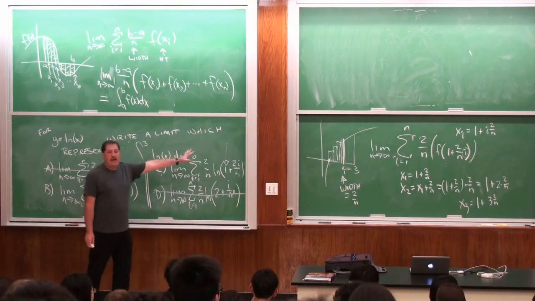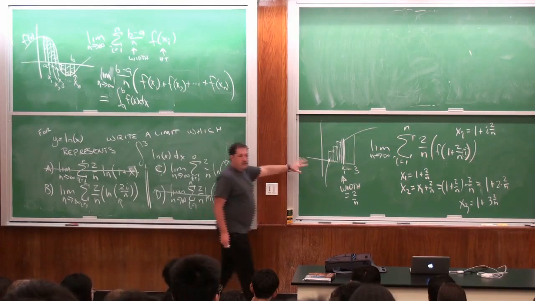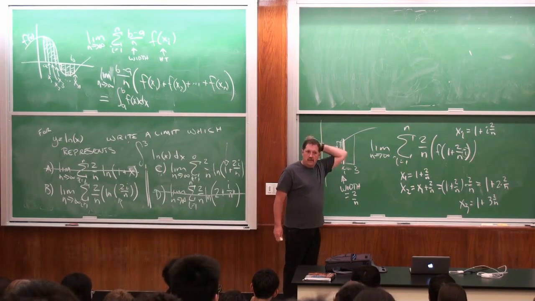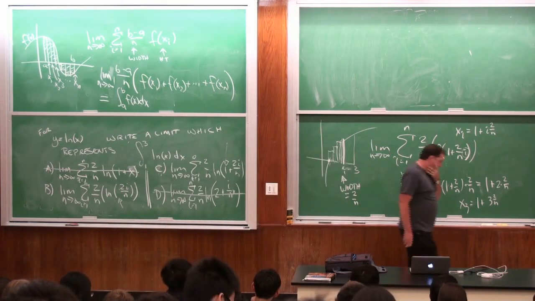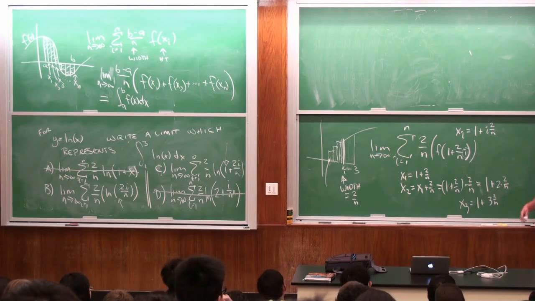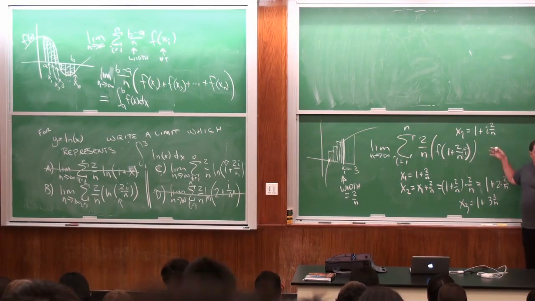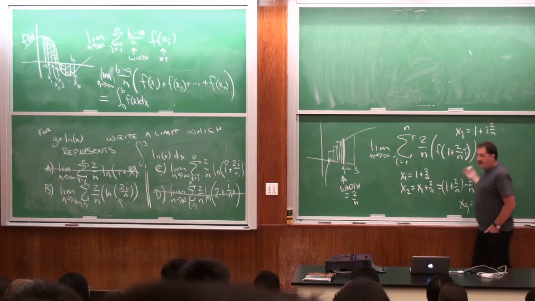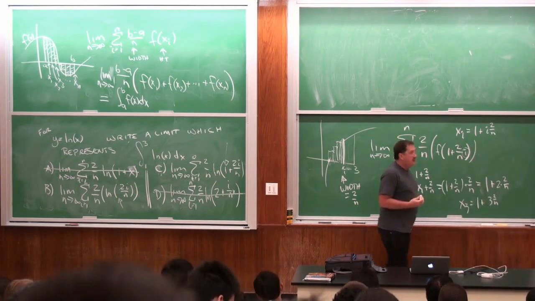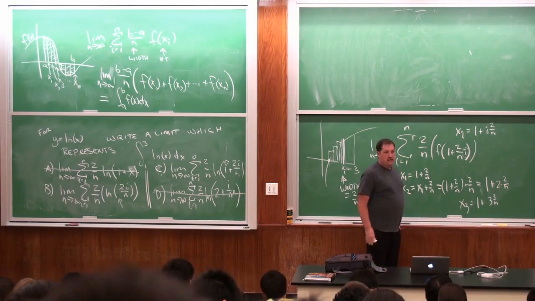Now these limits are a pain in the neck to calculate, so we're not going to do it. It's also possible to go the other way. You see a limit like this and you ask, what area does this represent? That question doesn't actually have a single answer.